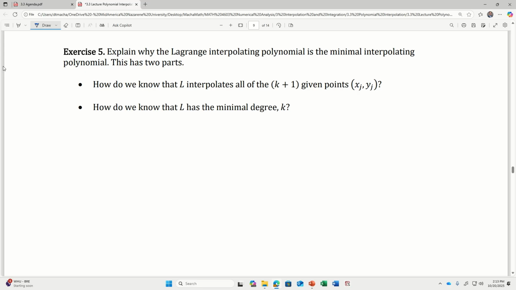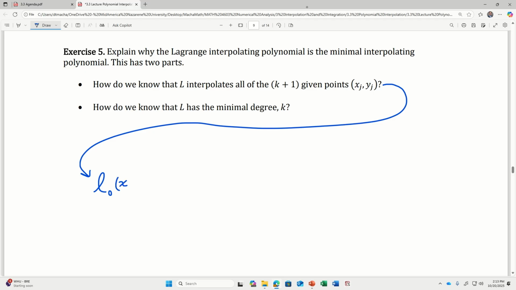So explain why the Lagrange interpolating polynomial is the minimum interpolating polynomial. This has 2 parts. How do we know that this capital L interpolates all of the given points? This is kind of an interesting explanation, I think. If I were to look at this Lagrange basis polynomial, it has an interesting property.